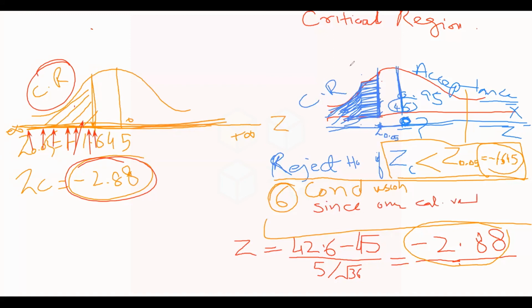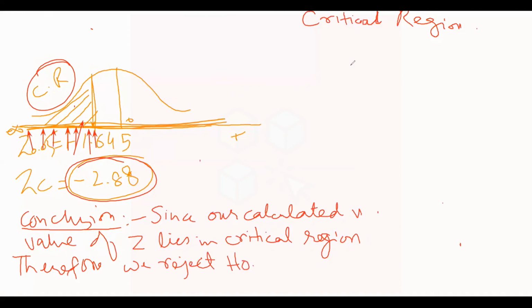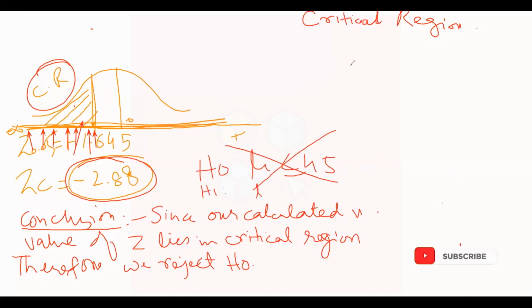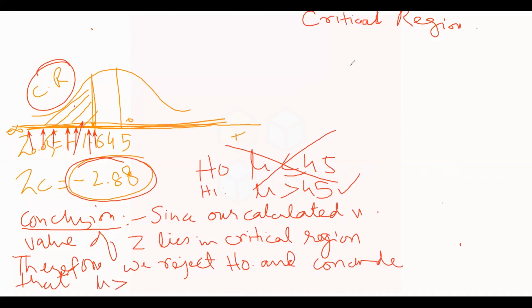So we will write in the conclusion: since our calculated value lies in the critical region, therefore we reject H naught and conclude that H naught, mu less than or equal to 45, is not true. H1 is accepted, which is mu greater than 45. This is our conclusion, our result about the statement.